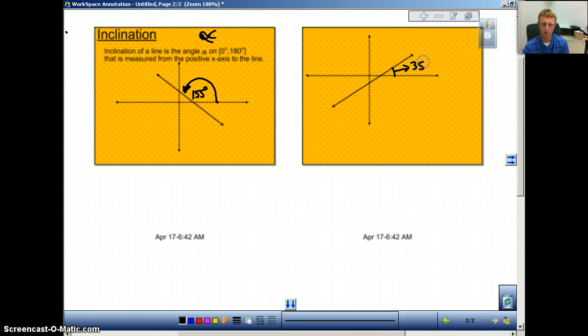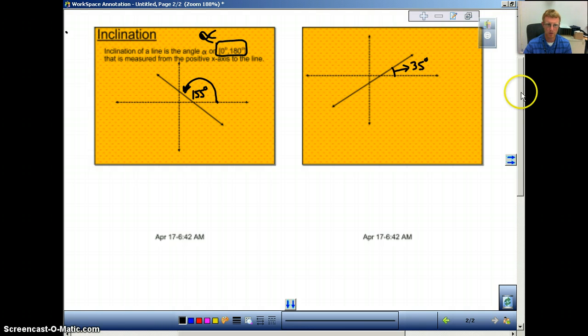And again, this is important because we're going to use this. So inclination is just going to be the measure from the x-axis to the line. Okay, make sure that you are going counterclockwise. We're not going down like this. We're always going up here. That's why the domain here from 0 to 180 degrees is really, really important. We're just going up to the line. Okay, so hopefully that's pretty easy for those.